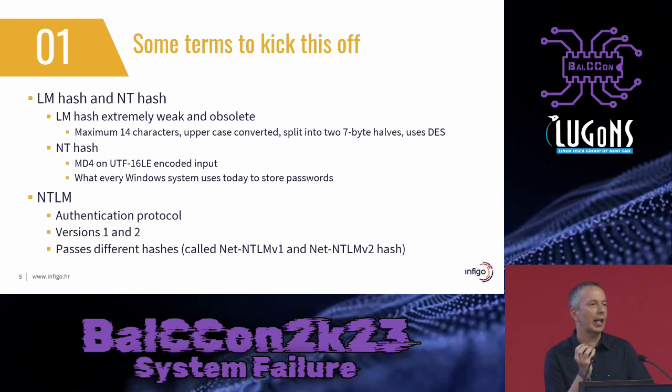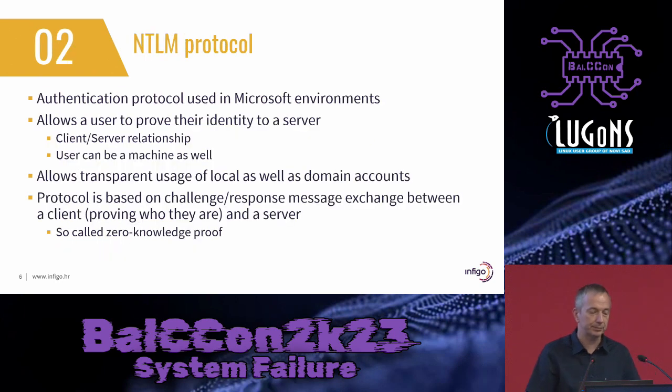But the hash that you actually catch on the network, just for terminology's sake here, is called either Net-NTLM version 1 or version 2. So NT hash is what our password is hashed into. When we catch this on the wire, it's called Net-NTLM version 1 or 2. That's important just so we understand how things work later.